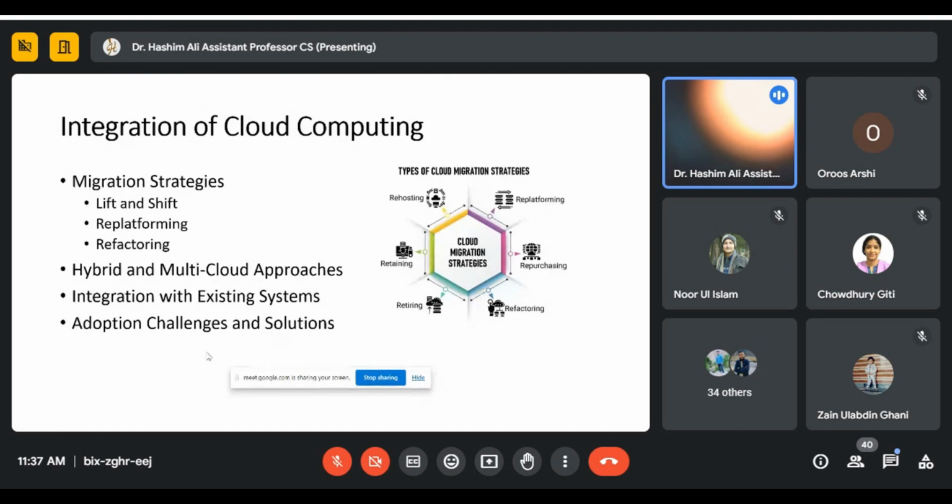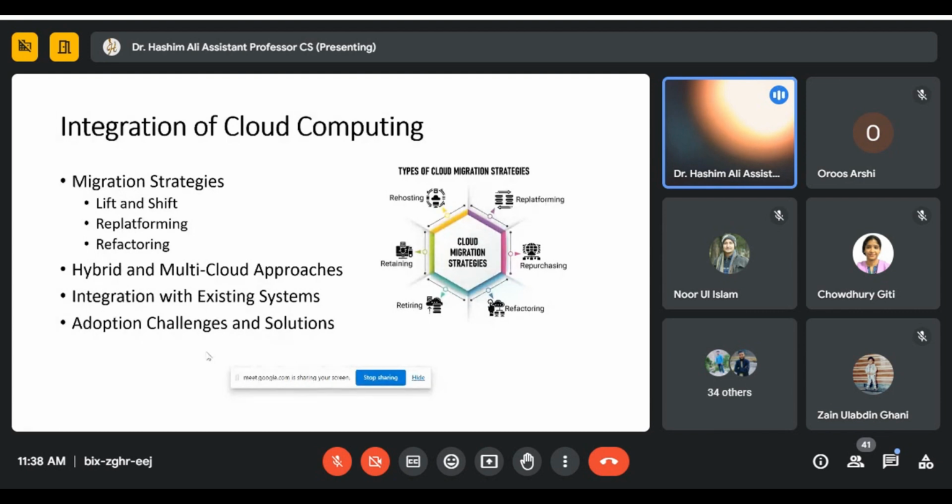Then we have the hybrid and multi-cloud approaches, the amalgamation of the public and private cloud scenario. And then we have the integration with existing systems, and then the adaptation challenges and the solutions being provided: why and when to adopt a particular migration service, what the possible challenges are, and what the possible solutions to them are.